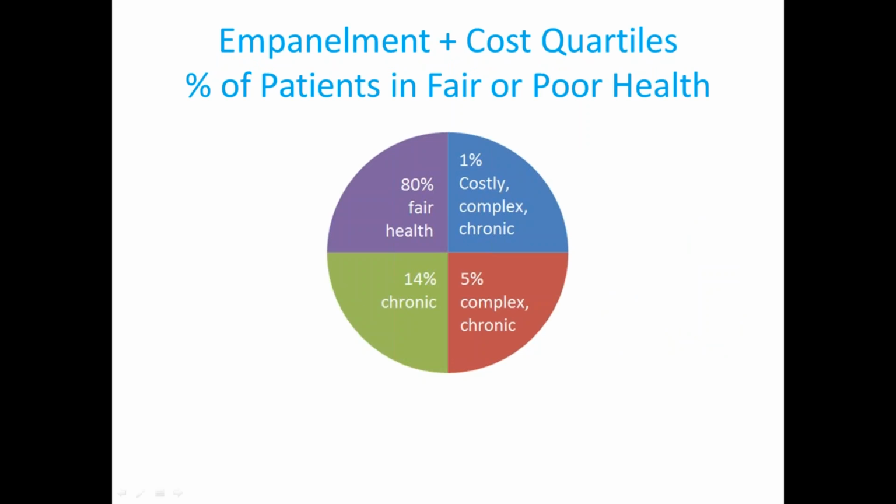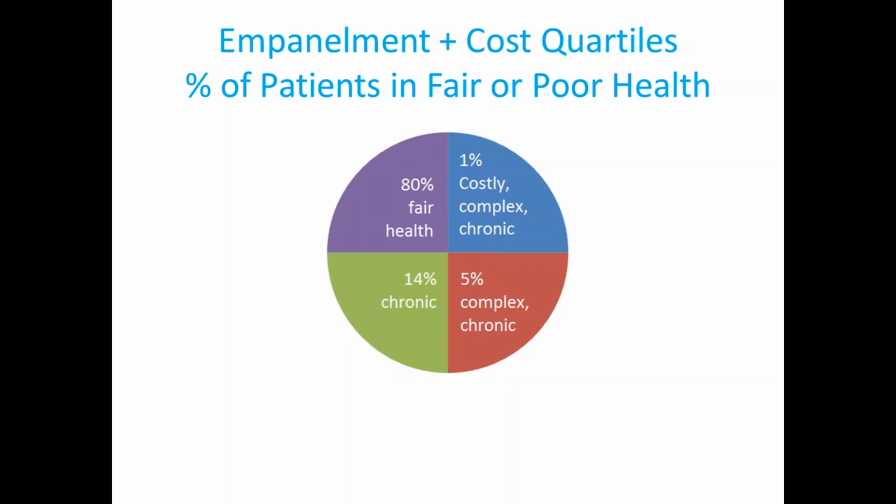The empanelment approach to cost quartiles is based on our knowledge of pediatric care delivery and finance system that reveals that 1% of children consume 1/4 the cost of care. The cost quartiles then follow the 1, 5, 14, and 80% rule. So the next 5% also consume a quarter of cost and care, 14% another quarter of cost and care, and the remaining 80% consume a quarter of the cost and care.